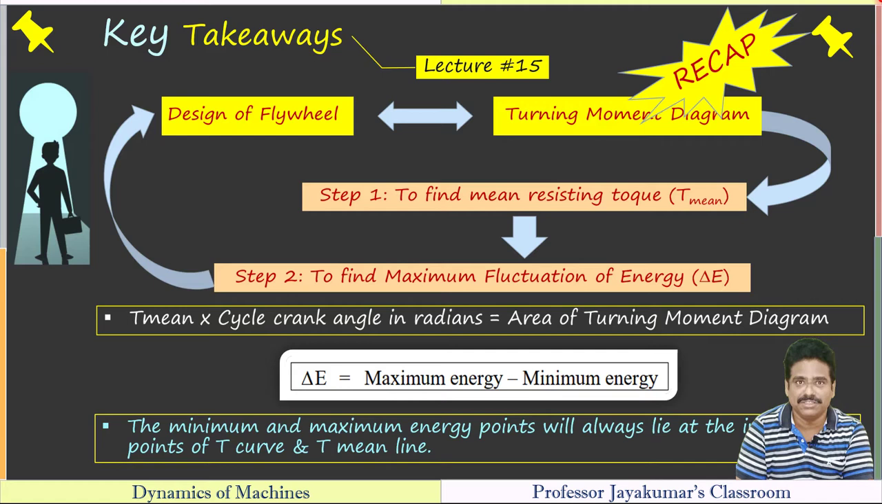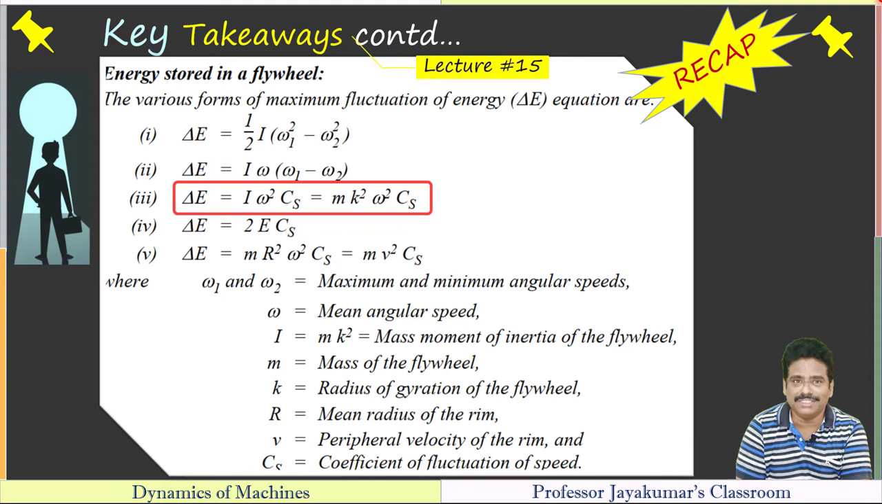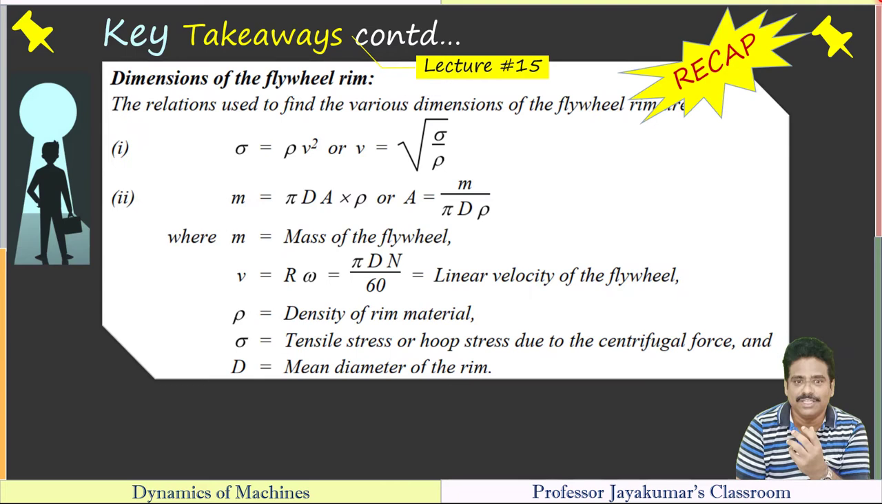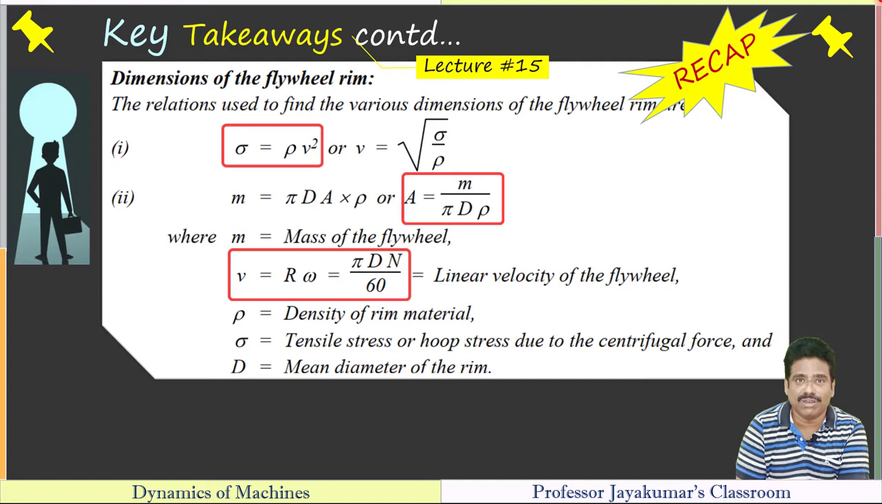And some equation we have derived. More importantly, delta E is equal to I omega square Cs, or equal to m k square omega square Cs. Using that equation, we can find mass or radius of gyration or coefficient of fluctuation of speed based on the given data of a particular problem, right? So using these relations, we could very well determine the dimensions of the flywheel rim, namely the diameter of the flywheel rim and the area of cross-section of the flywheel rim. So these are the key concepts that we are going to apply while solving this problem, right?